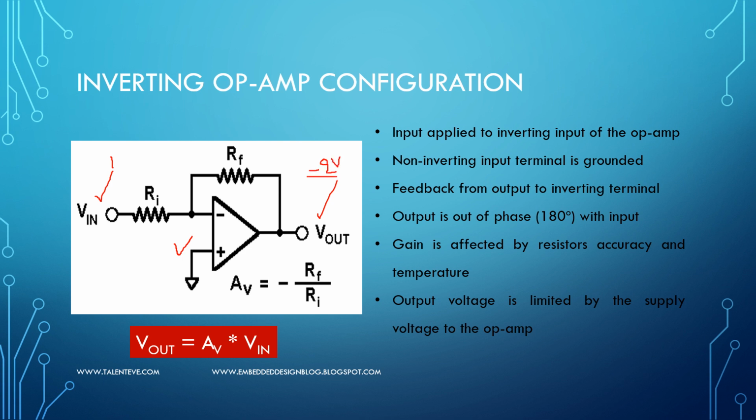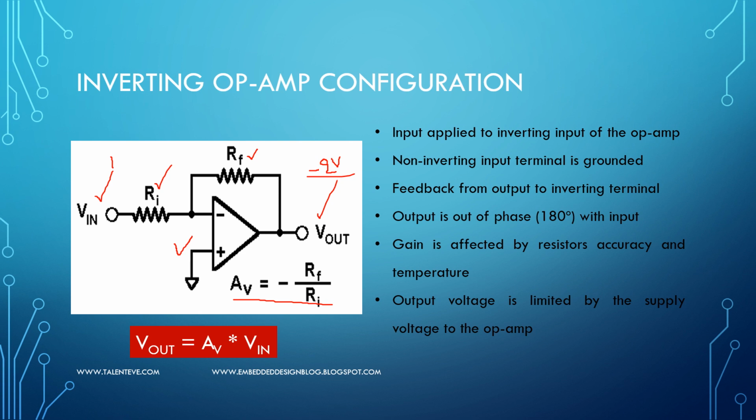So that means this will be an opposite polarity of the input. That's why, if you see, the gain of the op amp is represented by AV equal to minus RF by Ri. RF is nothing but the feedback resistor, and Ri is nothing but the input resistor. So for a given inverting op amp configuration, the gain is nothing but the ratio of RF by Ri.